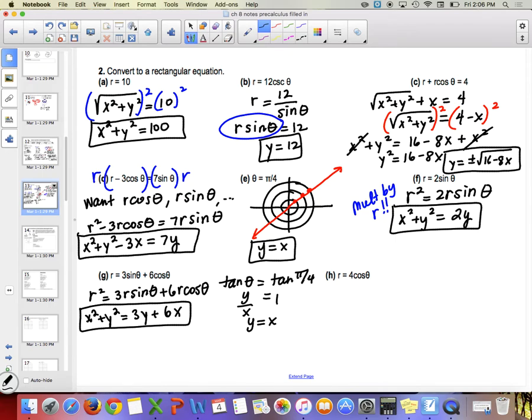And h, again, multiply by r. So r squared equals 4r cosine of theta. So I get x squared plus y squared equals 4 times x. All right, this one would be pretty easy to solve for y. You can do that, or you can leave it. Okay, those are circles. Those ones.